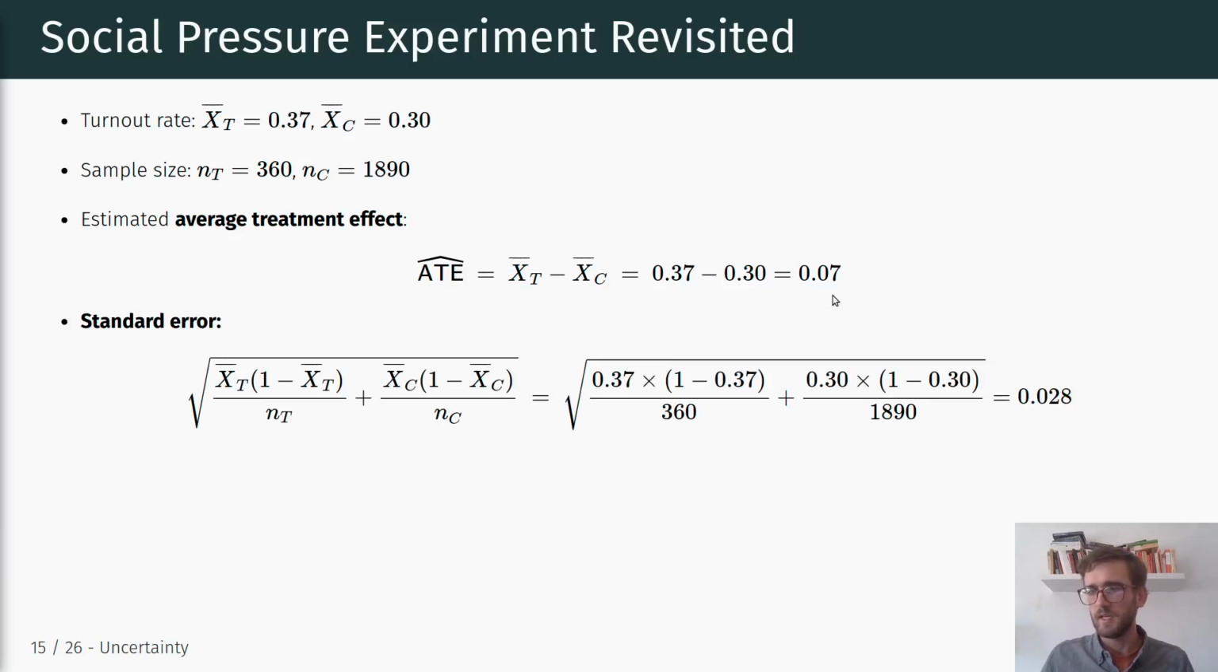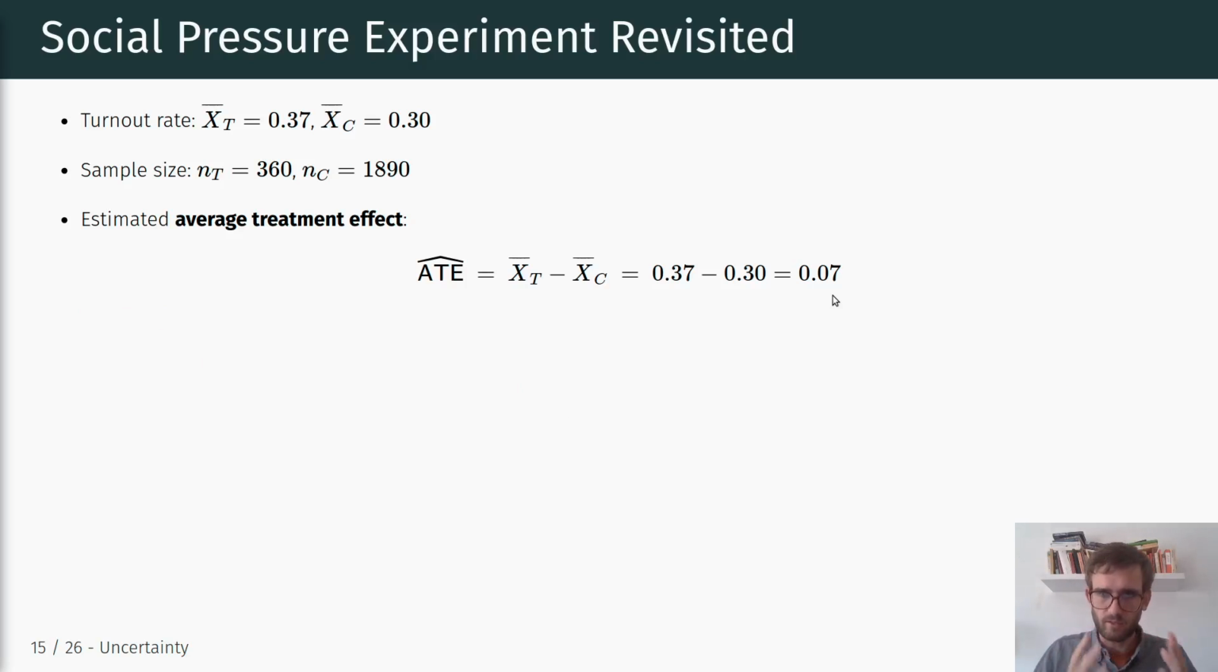Now, of course the question is, how much uncertainty is there around this estimate? How certain can we be that this estimate is not just due to chance, but actually represents a systematic causal effect of our intervention?